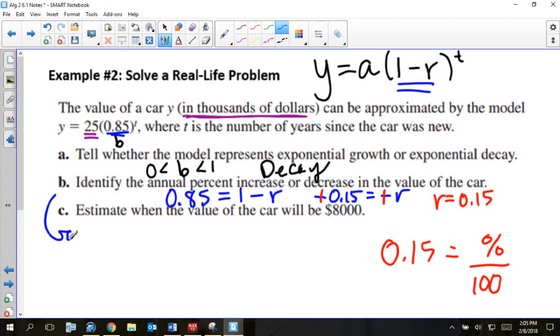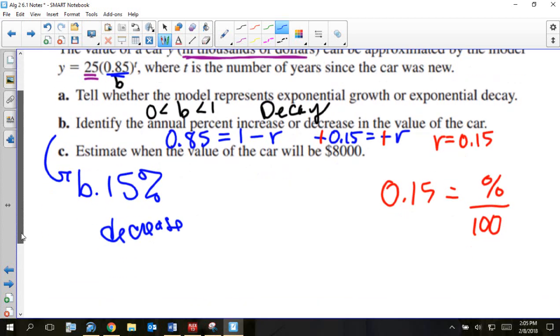So for part B, 15% is the rate of decrease. Now the last part is where you're going to use your calculator. It says estimate when the value of the car will be $8,000. Remember I said earlier 25 was 25,000. We have to estimate when the value of the car will be 8,000. So I have to plug in Y is 8,000, but I can't put 8,000 in there. What should I actually plug in for Y? 8.